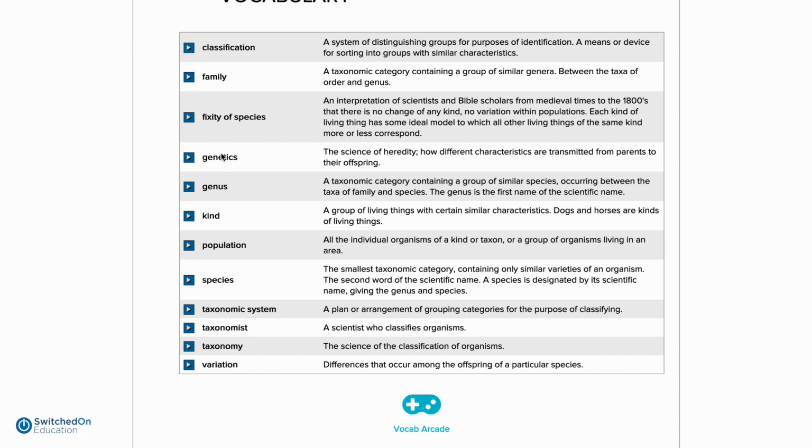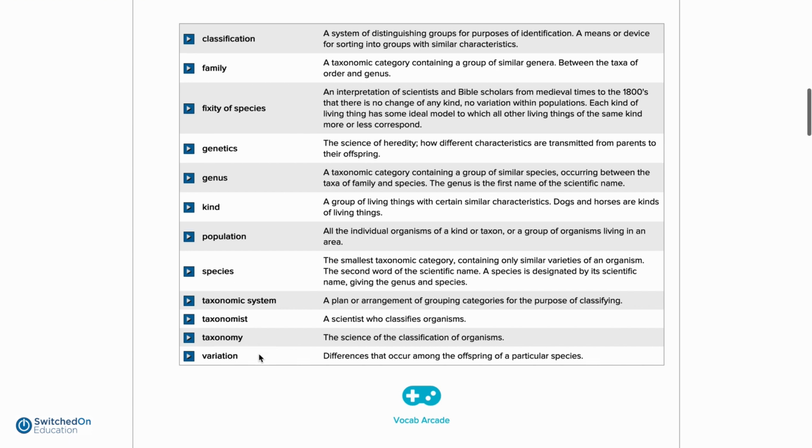So one of the features here is the voice feature. If a child does not know what this word is, we just click on the word. Taxonomy. So it will pronounce the word for the student, and especially if it's a word that they've never seen or heard before, they'll be able to hear what the sound of the word is.